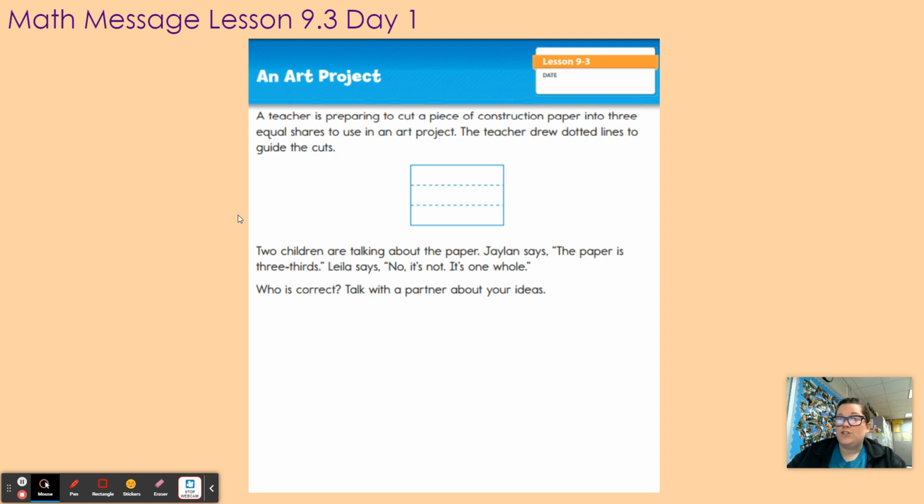Well, is Leela correct? The teacher hasn't cut it up yet. So is it still one whole piece of paper? Yeah, it's still one whole piece of paper because it's not cut up. Now, Jalen said it was 3/3. So using what we already know about fractions, what we've learned the last 2 days, does that make sense? Are there 3 parts on this paper? Yes. Do you still have all 3 of them together? Yes. So it should still be 3/3. So both of them are correct.